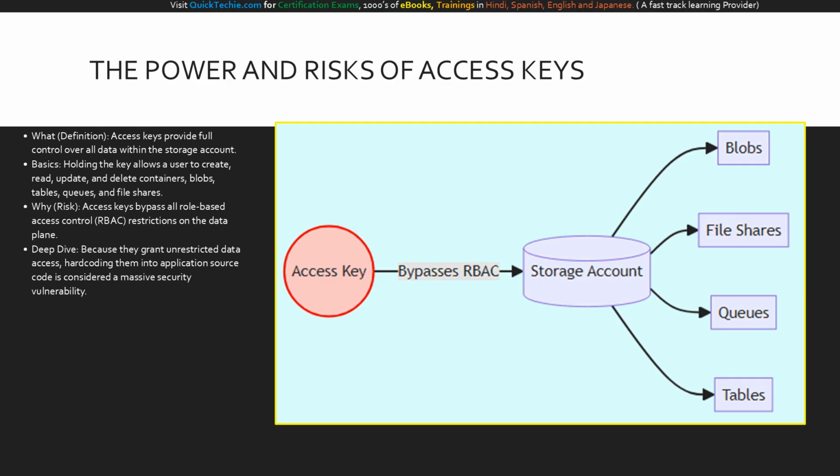This diagram illustrates the sheer scope of access granted by a storage key. The access key node on the left has a direct, unfiltered path to the storage account, explicitly showing that it bypasses RBAC security layers. Once inside the storage account, the key holder has unrestricted, omnidirectional access to blobs, file shares, queues, and tables. It acts as a master skeleton key for your data.